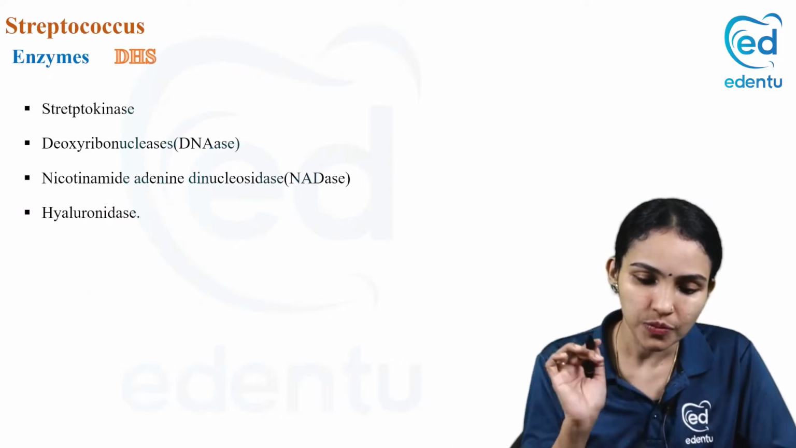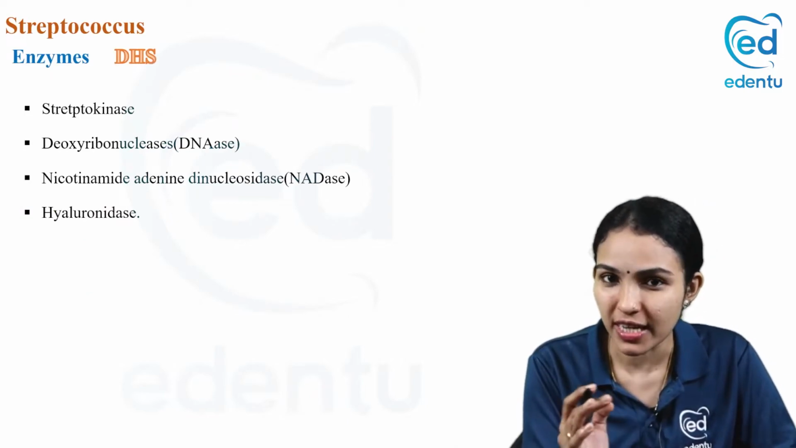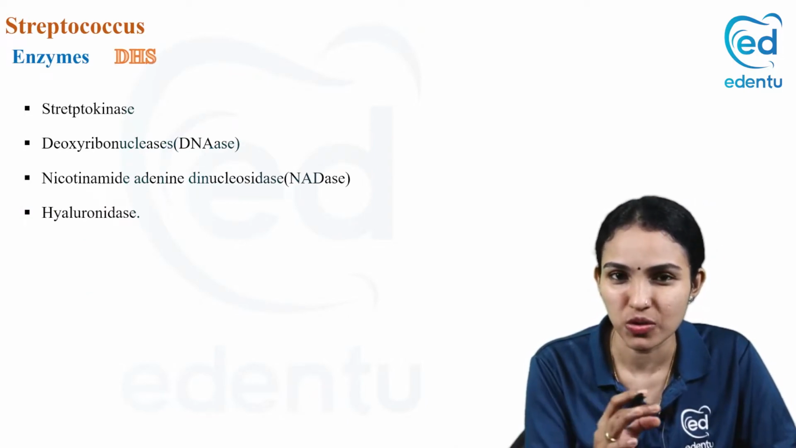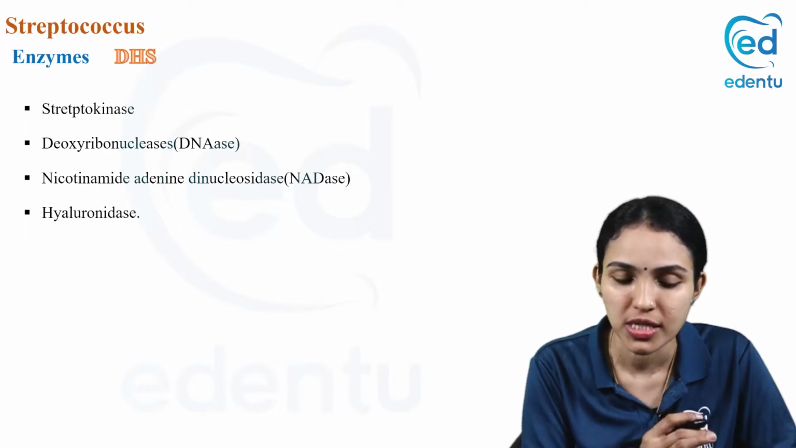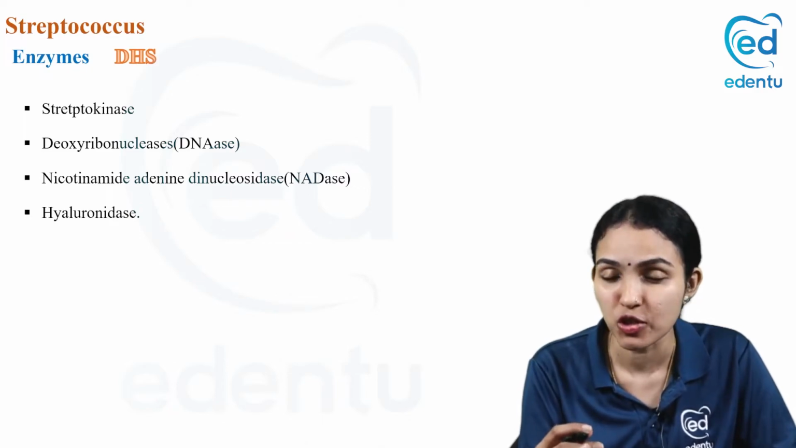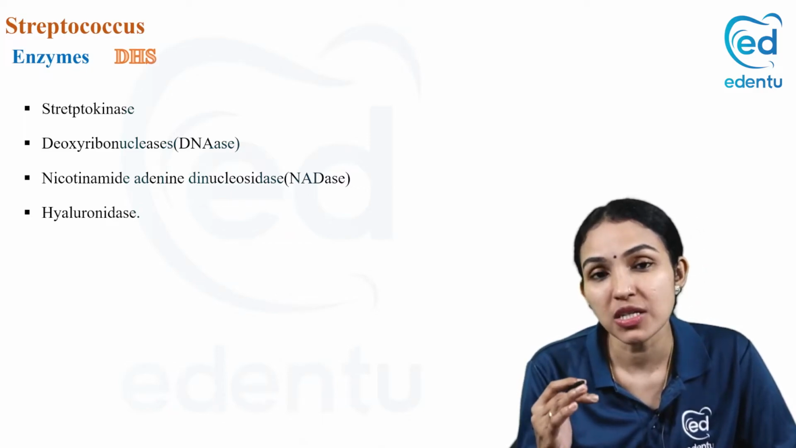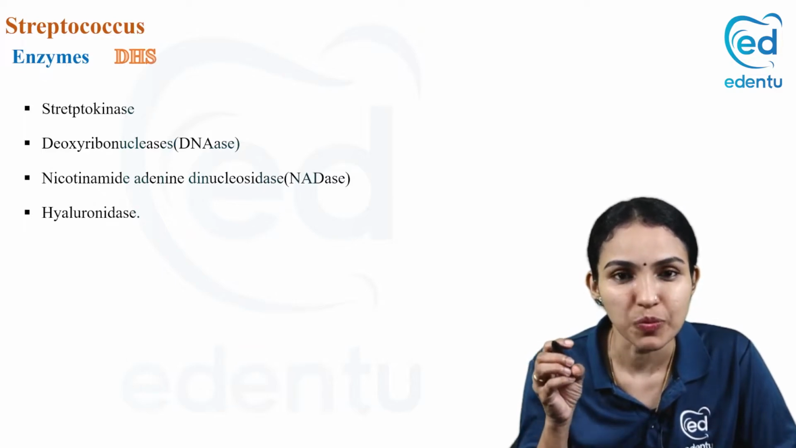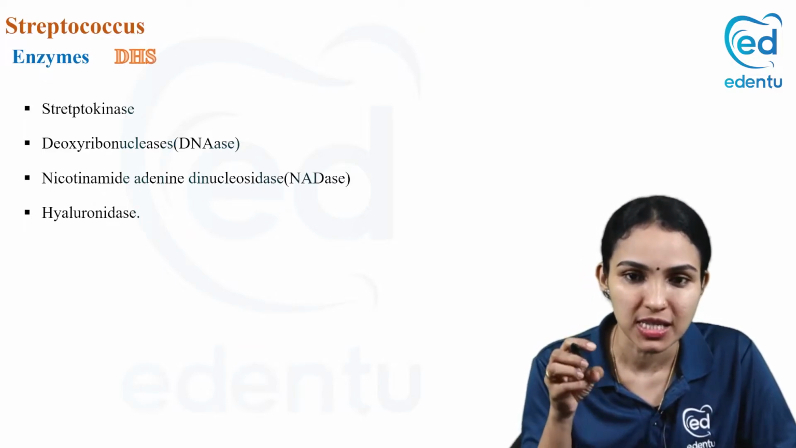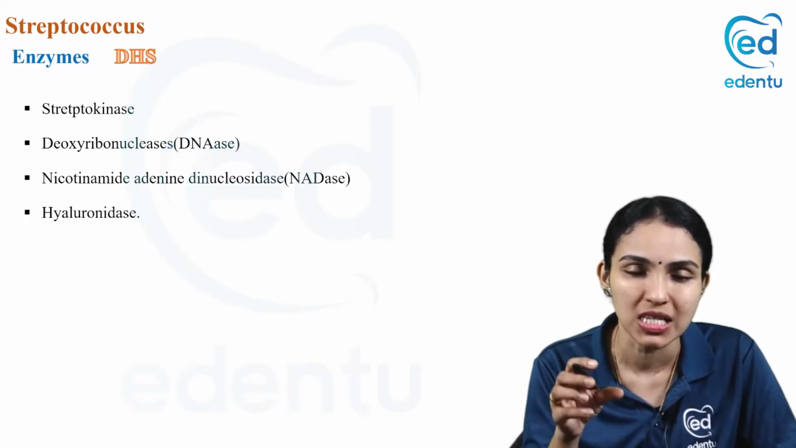Coming to the last part of the virulence factors, the enzymes. Now that is what the virulence factors are composed of. We have finished antigens, we have finished toxins. The next one is the enzymes produced by Streptococci. These enzymes are very important in the pathogenesis of Streptococci, helping in the spread of infection into the tissue planes, into the subcutaneous tissue, muscles and so on.